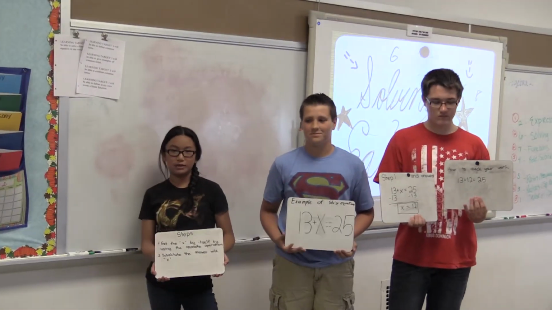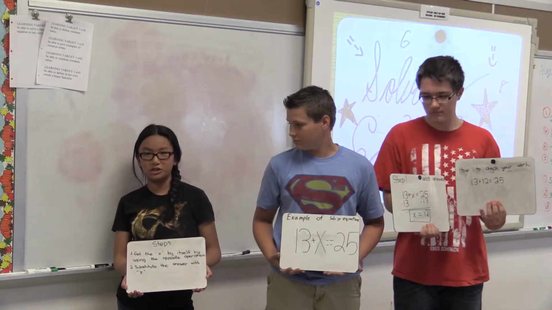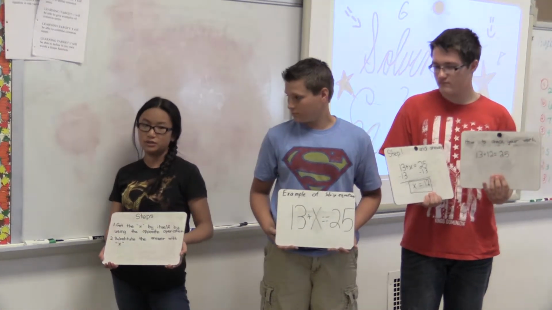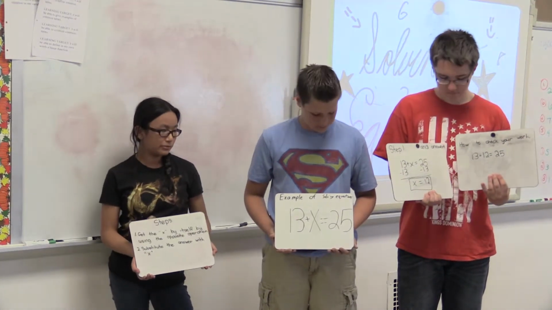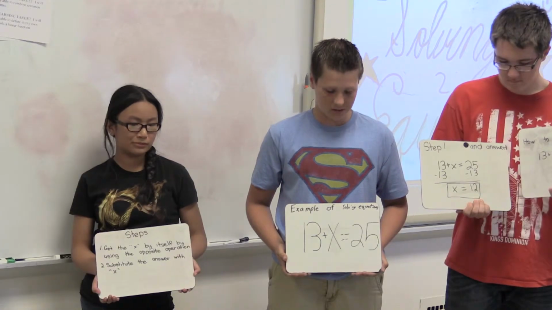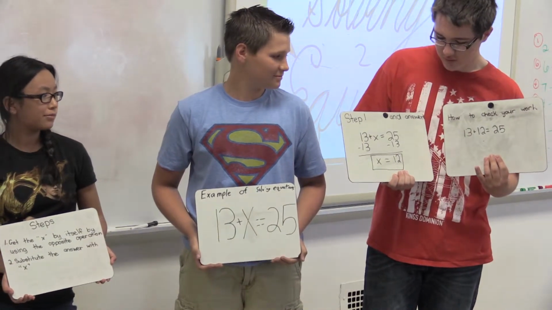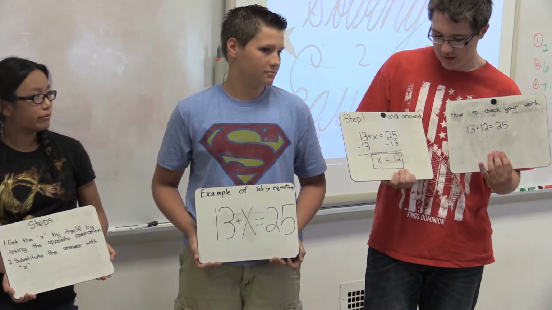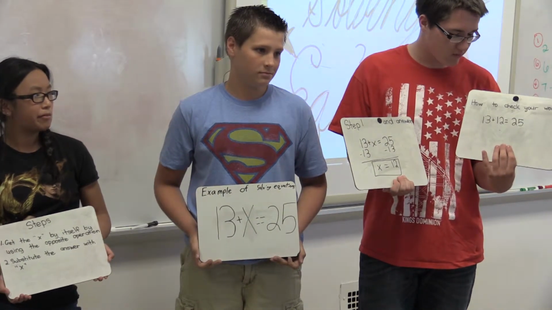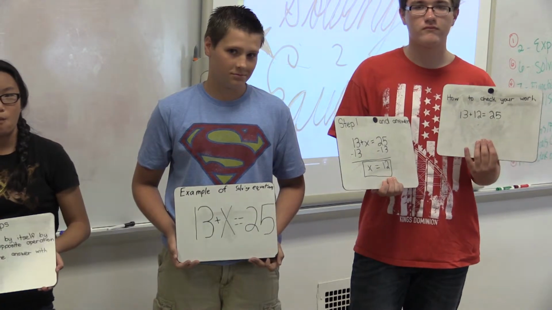First, you get the x by itself by using the opposite operation, and then you substitute the answer for x. Example of solving equations: 13 plus x is equal to 25. The steps you would do is first you would subtract 13 from 25 and get x equals 12. And you can check your work by doing 13 plus 12 equals 25.